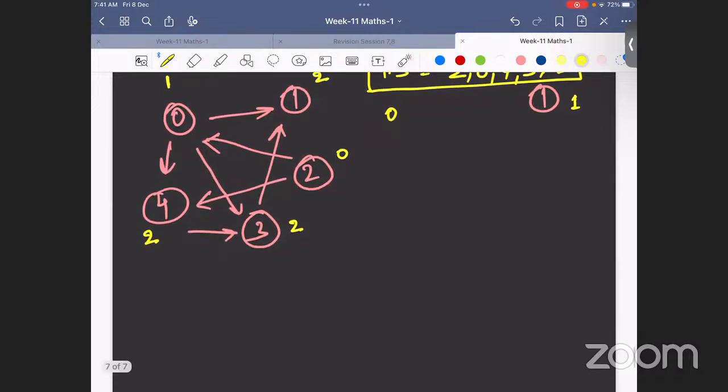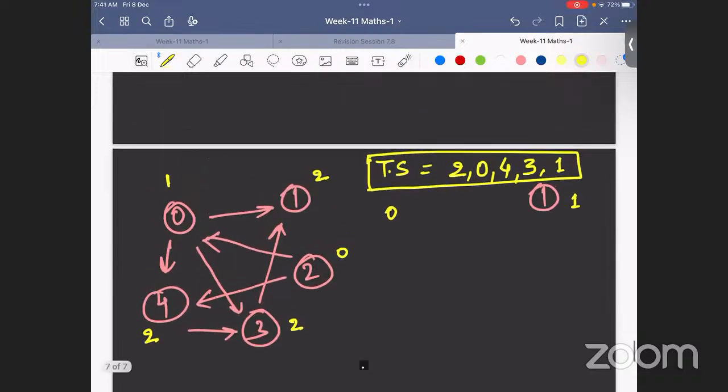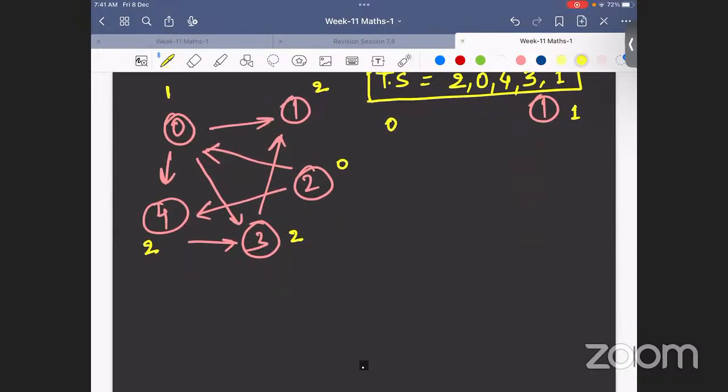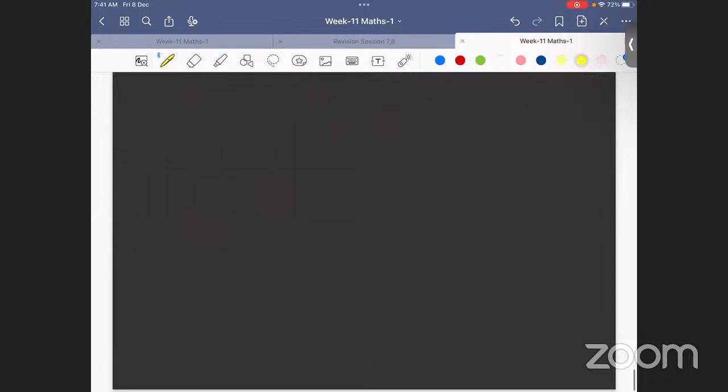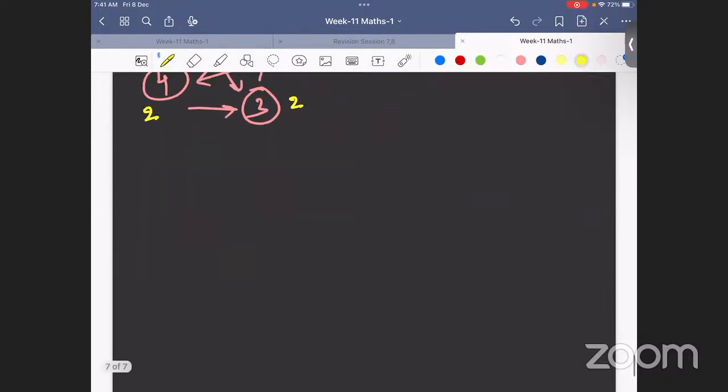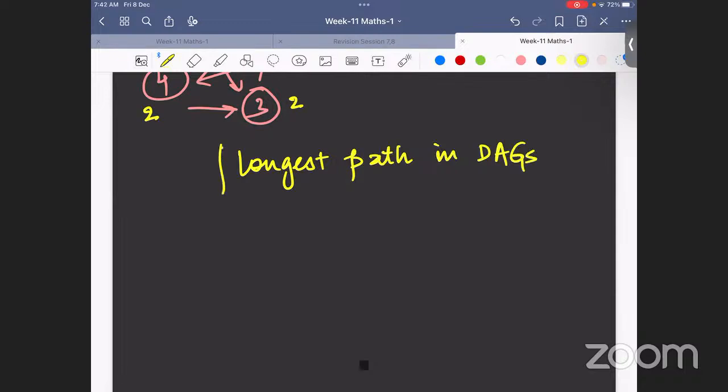Now let's come to the longest path in a DAG. Shall we start that? Yes, sir. Now we have to read the longest path in DAG.